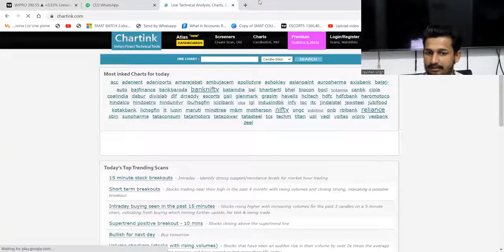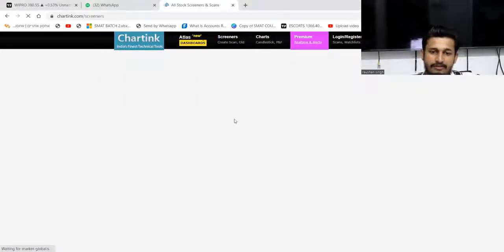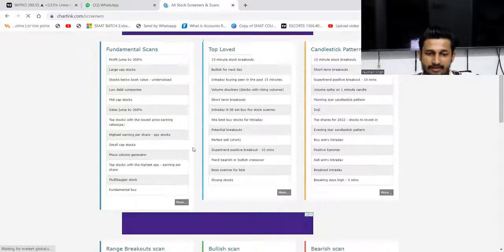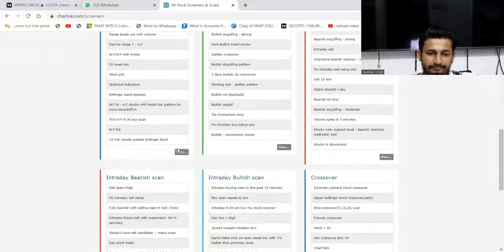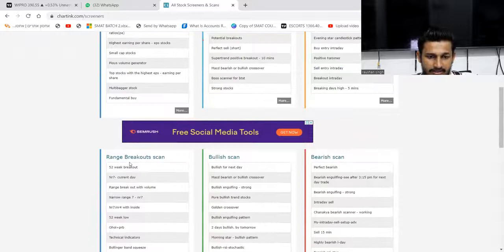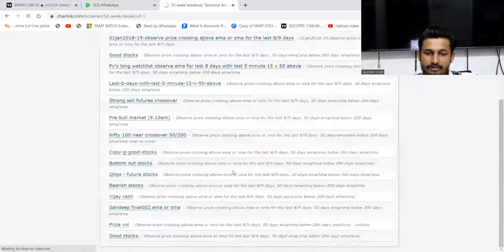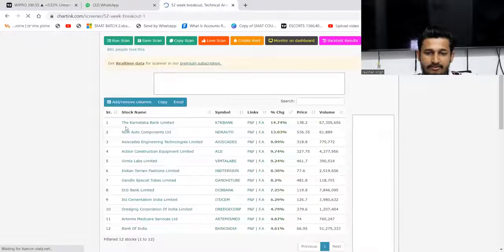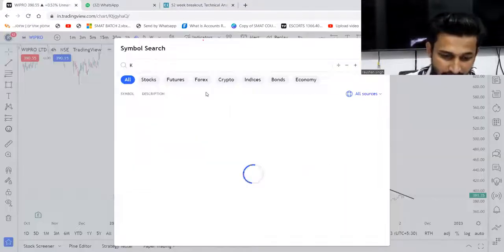There is a screener. What does the screener mean? Based on whatever understanding you have, if I click on screeners, there are a lot of screeners given. It's a huge website with a lot of things. Let's say there are stocks which have given a 52-week breakout. Those stocks will come over here, and that stock list will be shown. So Karnataka Bank has given a 52-week range breakout.